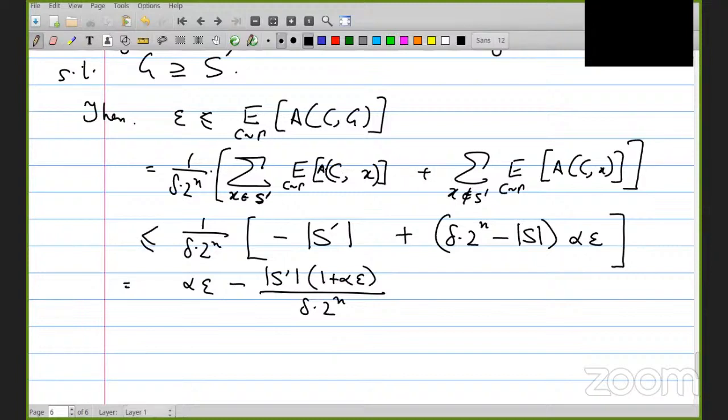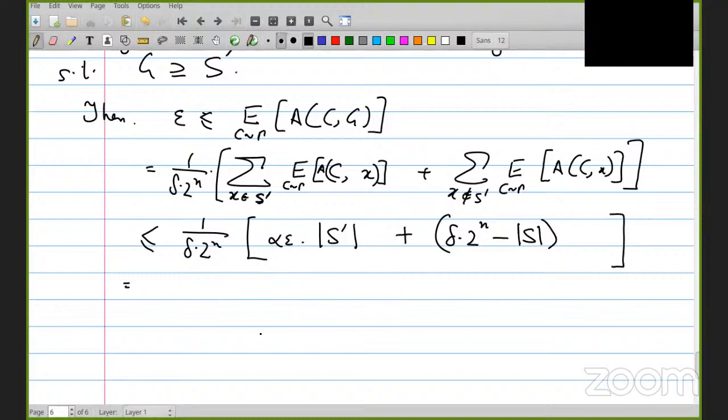So I want less. So everything in S prime can contribute at most alpha times epsilon. That's where I was getting worried. So alpha times epsilon times the size of S prime. These guys can contribute even one. I don't know anything about them. So there I can only say this much. So now with this, I get that this is less than one minus one minus alpha epsilon times S prime over delta times 2 to the n.